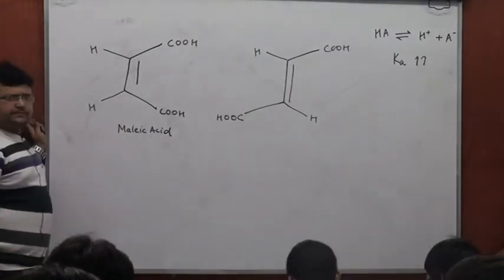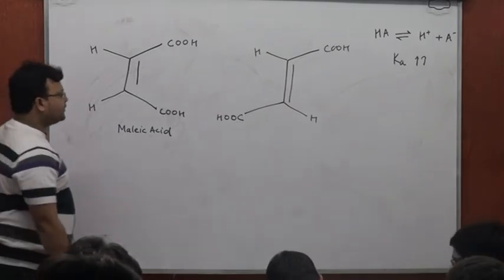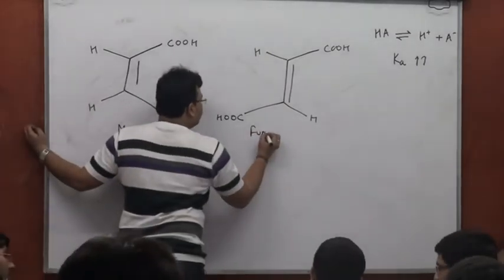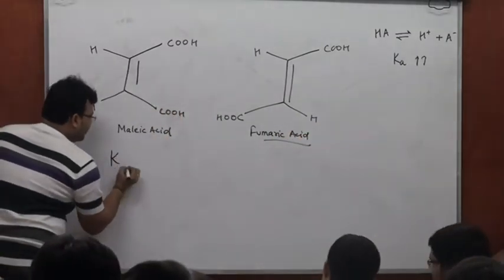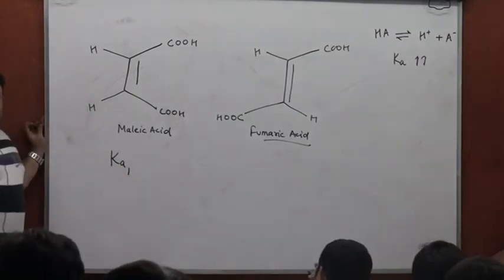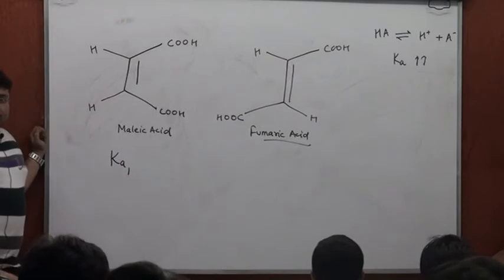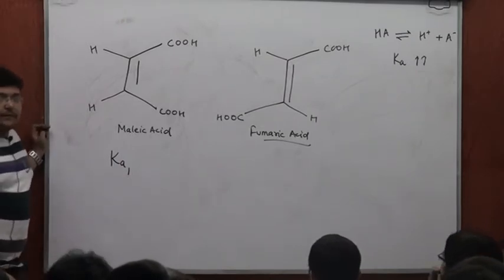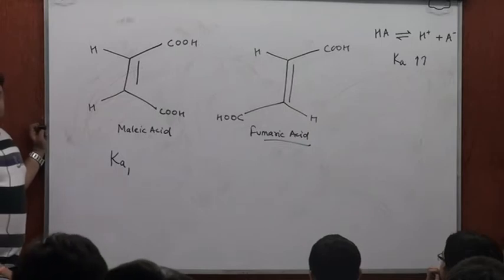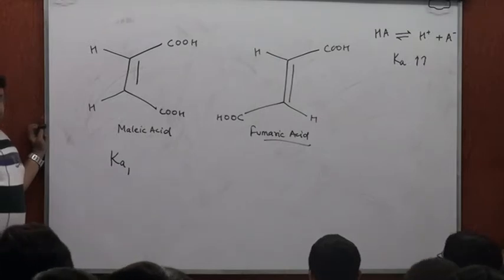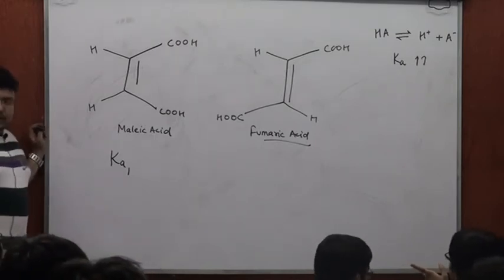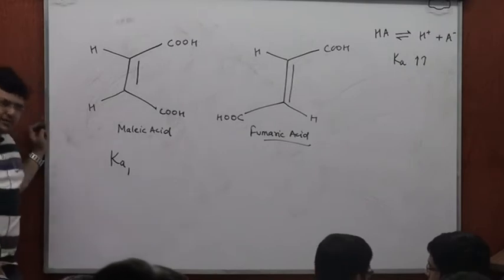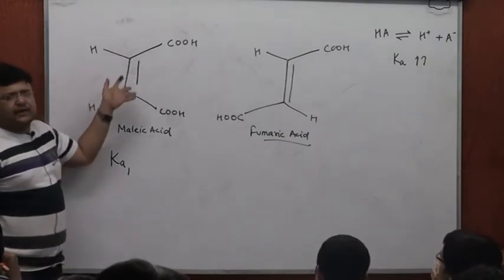I repeat, they are geometrical isomers, dicarboxylic. If I talk of Ka1, who will tell me which is going to have the higher Ka1 value, malic acid or fumaric acid? And why? Ka1 is about losing the first H plus. Because it's symmetrical, you can take out H plus from any of the carboxyl groups.